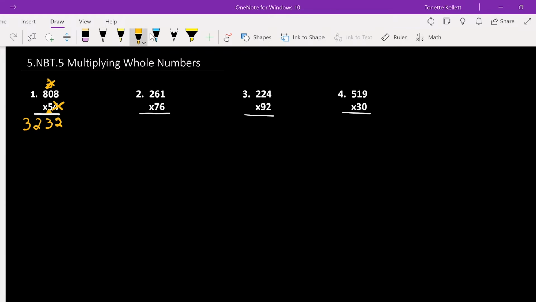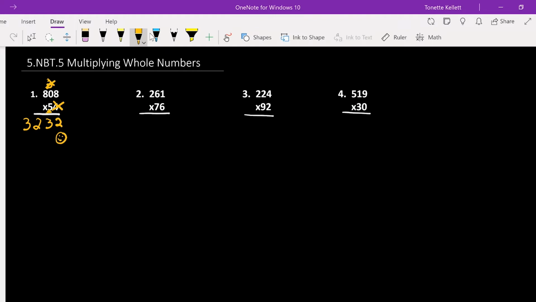Now we're going to take a look at that 5. That 5 is really in the tens place. So really you're multiplying by 50, not by 5. So we need to put a 0 here as a placeholder. I turn it into a smiley face because I'm almost done. Now I'm going to multiply by 5, which is really 50. That's why I have the 0 down here.